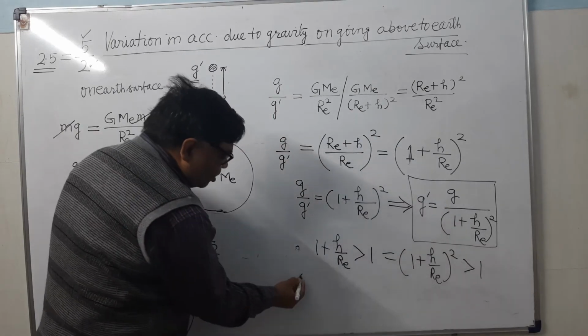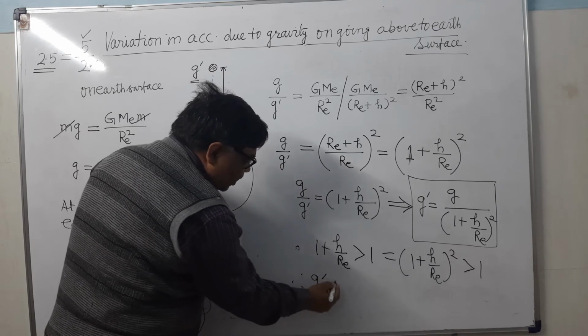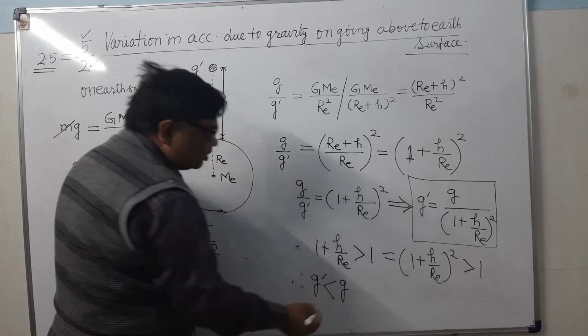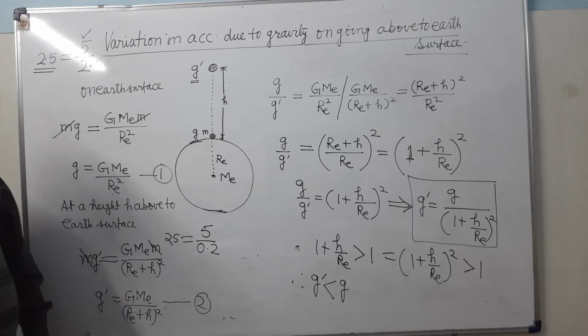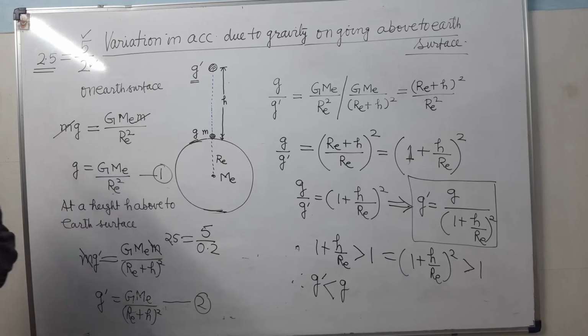So since this bracket is greater than 1, therefore g dash will be smaller than g. Means from here it proves that on going above the earth's surface, acceleration due to gravity decreases. Acceleration due to gravity decreases as we go above the earth's surface. It is clear? Now see here.